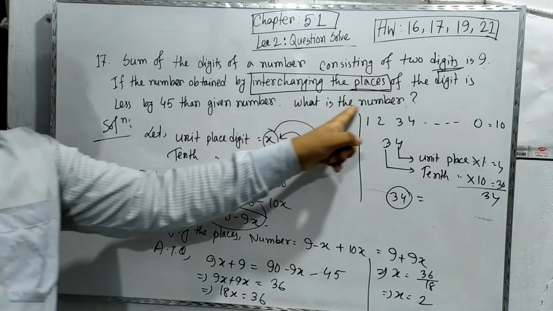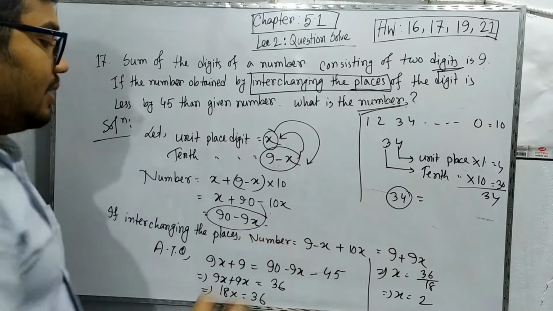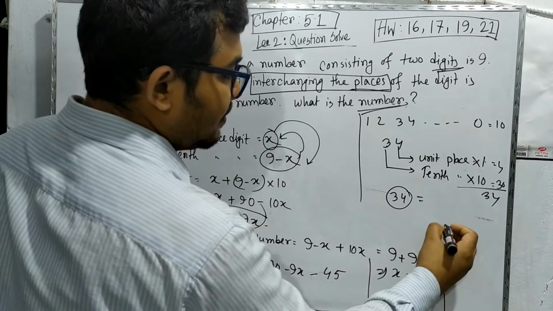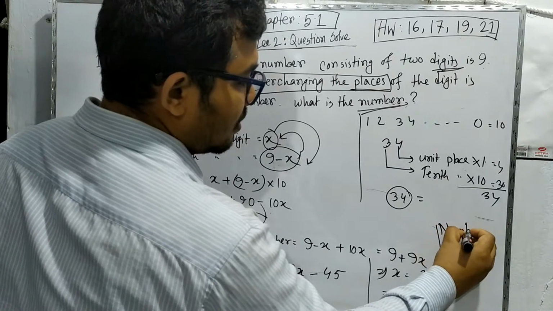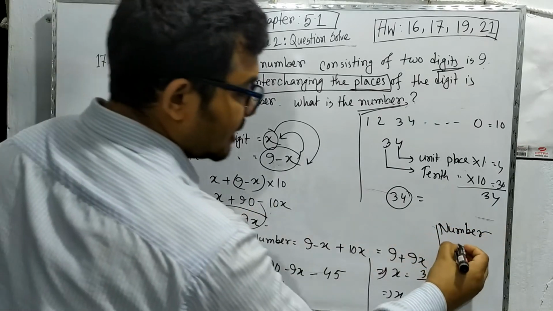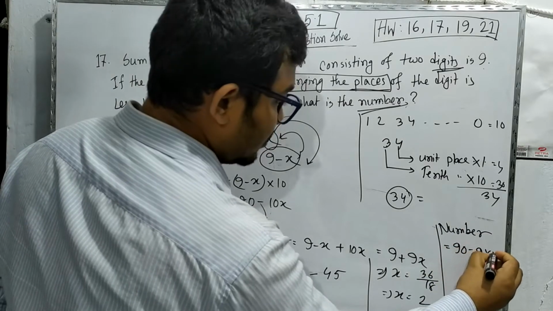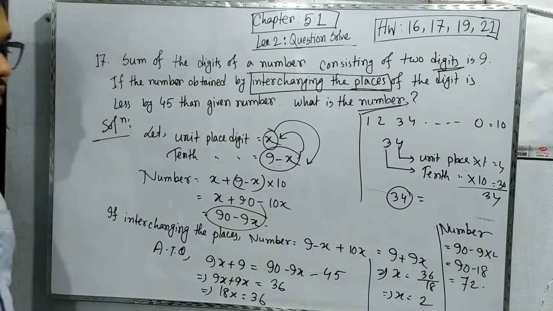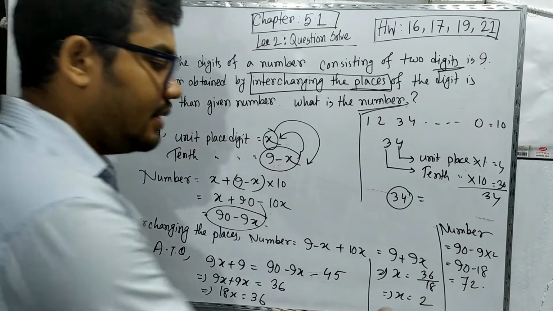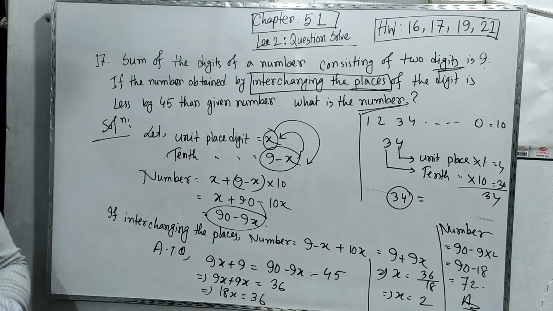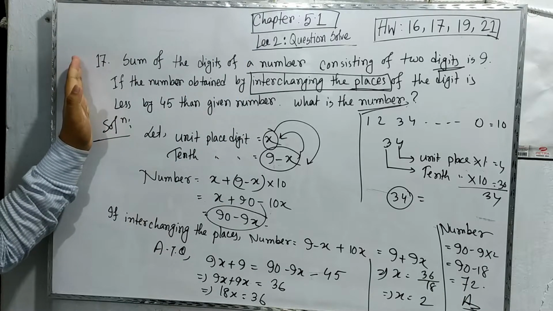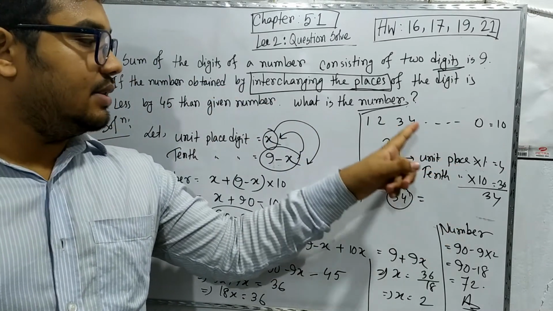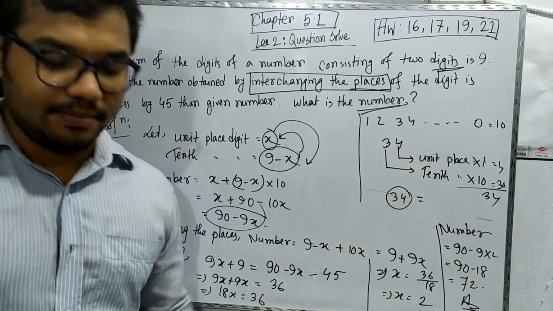Our question asks what is the number? The number is 90 minus 9x, just putting the value of x in here. So the number will be 90 minus 9 into 2, 90 minus 18, 72. So that is the answer. This is how we can solve these types of math. The very important part here is the places, the digits, and the number.